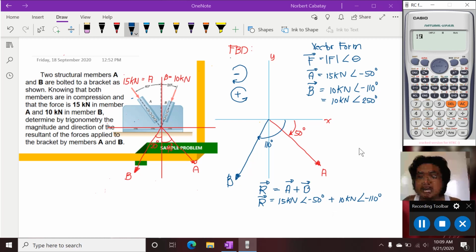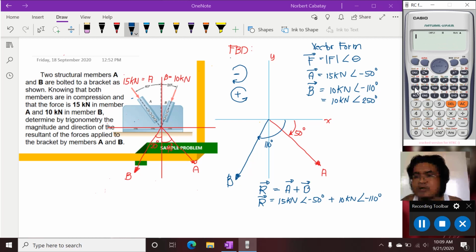Then, the angle. That will be Shift. See this minus sign? The negative above is the angle symbol. Then, negative 50 plus 10 kilonewton, Shift, angle, negative 110. Equals. So, that will be negative 100. We made a mistake, right? So, we should repeat it.